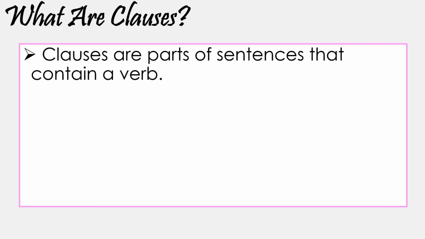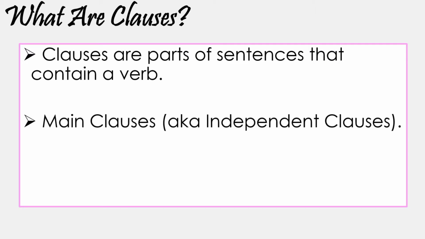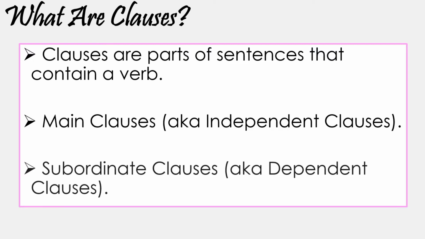Now before we get into complex sentences, it's important to understand what clauses are. As mentioned in some of the other videos, sentences are made up of things called clauses. These are just parts of a sentence that contains a verb. Now there are two main types of clause. A main clause, sometimes called an independent clause, and a subordinate clause, sometimes called a dependent clause. And this is how they work.